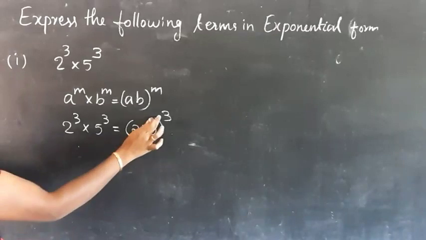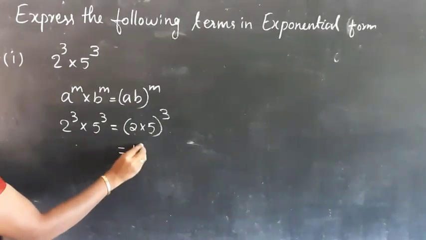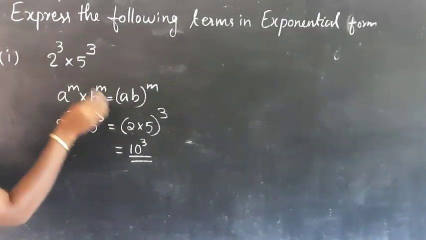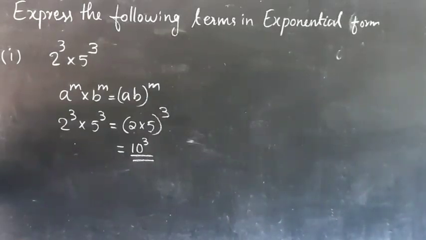(2 into 5) all raised to 3 is equal to, we know that 5 2's are 10. So 10 raised to 3. So 2 raised to 3 into 5 raised to 3 is equal to 10 raised to 3.